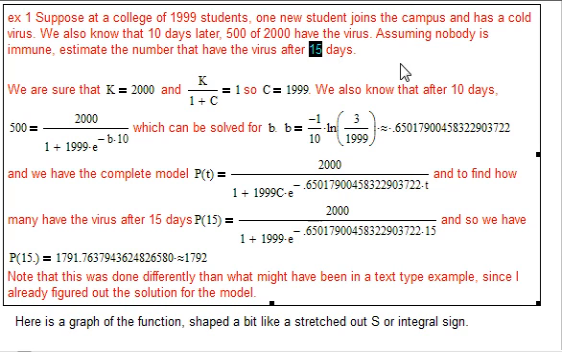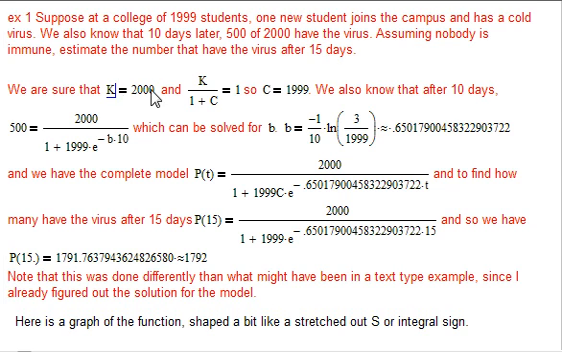Okay, interesting. So we're sure that K equals 2,000. Again, that's making the assumption that everybody is going to get the virus. Remember, that's the limiting value. There won't be any more than 2,000 that can get it. So, our K over 1 plus C, in other words, at time 0 when we start measuring this, is equal to 1. So C has to be 1999.